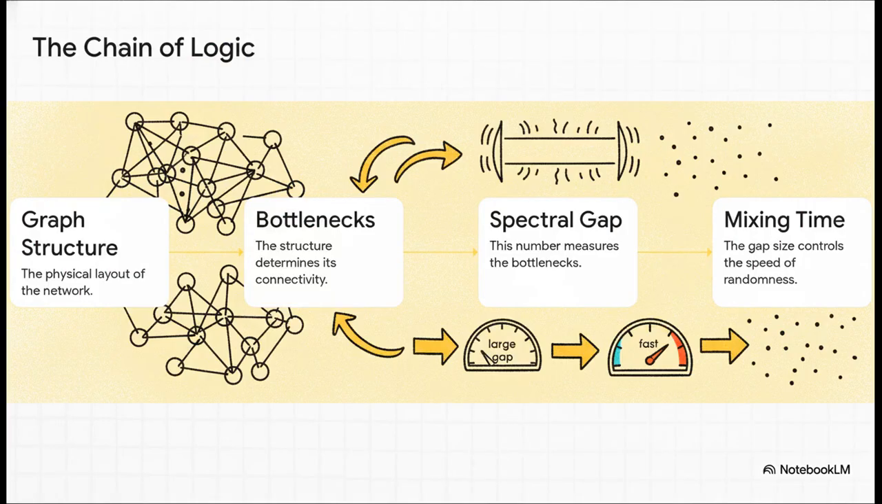Okay, so let's just lay out the entire chain of logic here, step by step. It all starts with the physical structure of the graph, right? That structure is what creates or doesn't create bottlenecks. Then, the size of those bottlenecks is perfectly captured by one number, the spectral gap. And finally, that number is what sets the ultimate speed limit for randomness, the mixing time. See how it all connects?